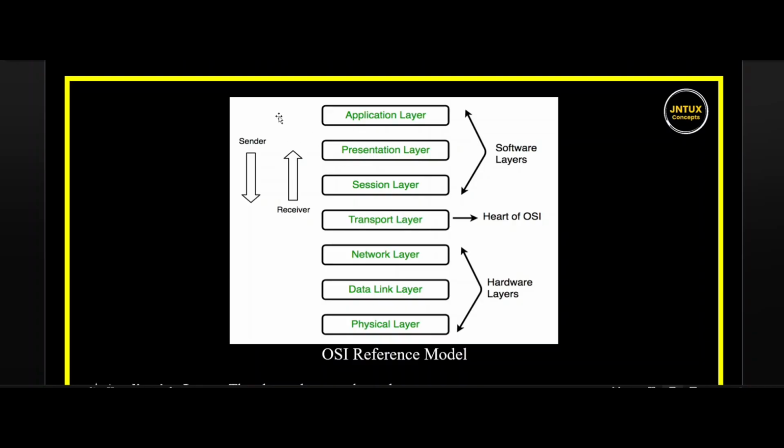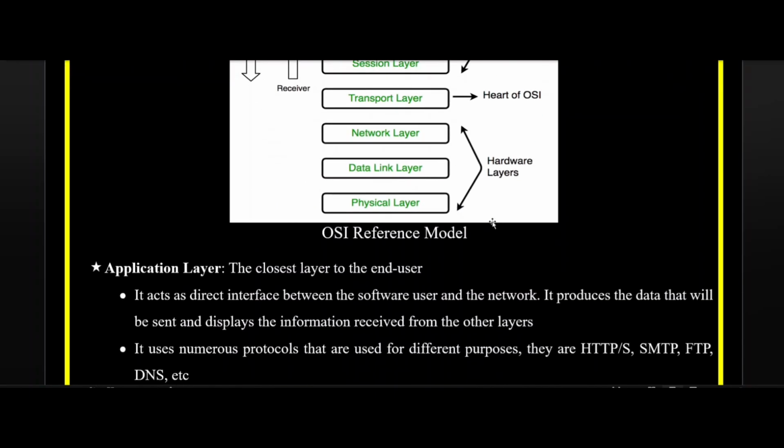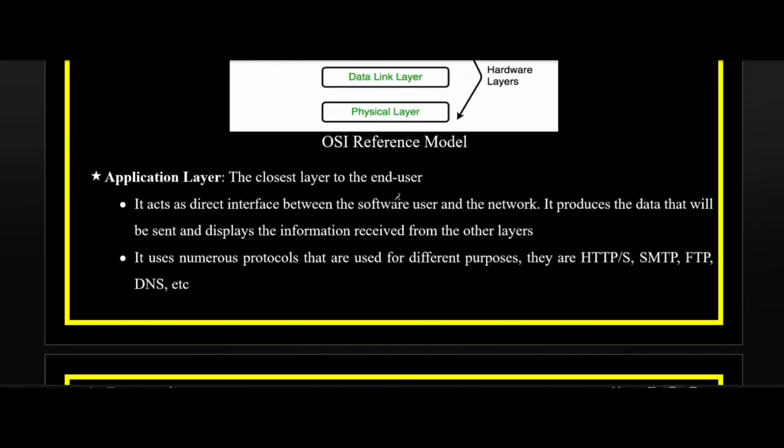Here the sender moves from application layer to physical layer. Meanwhile, the receiver moves from physical layer to application layer. They both move in opposite directions. The first 3 layers are known as software layers, as we have discussed earlier. The last 3 layers are known as hardware layers. Meanwhile, the middle one, the transport layer, is known as the heart of OSI. Let's discuss each layer.